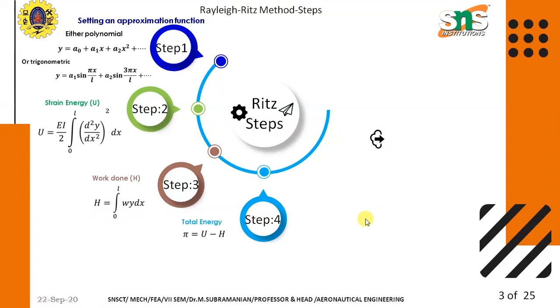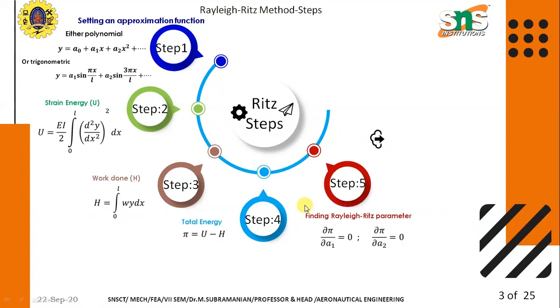The next step is the total potential energy, which is strain energy minus work done. The fifth step is we have to determine the Rayleigh Ritz parameters a1 and a2.